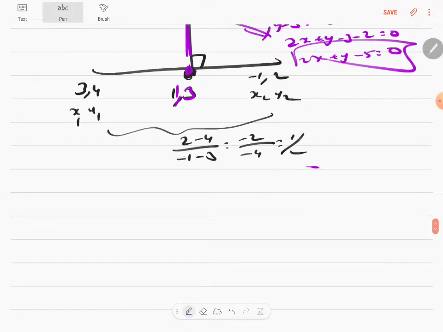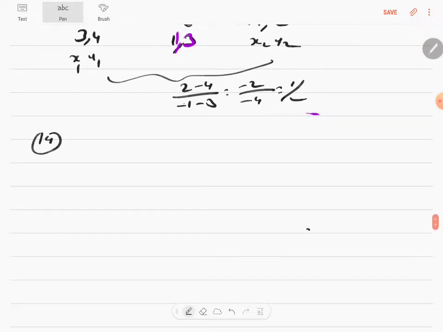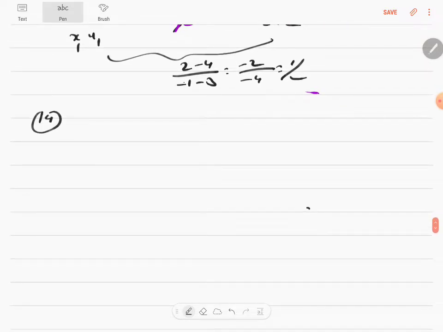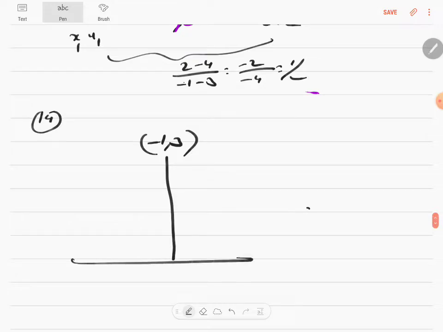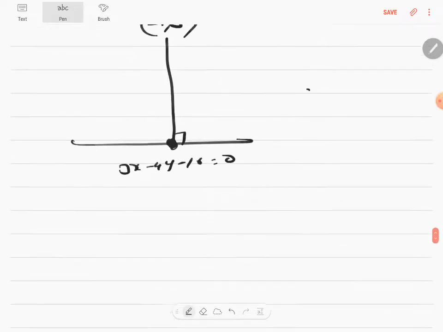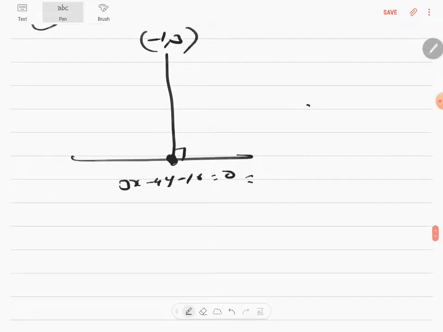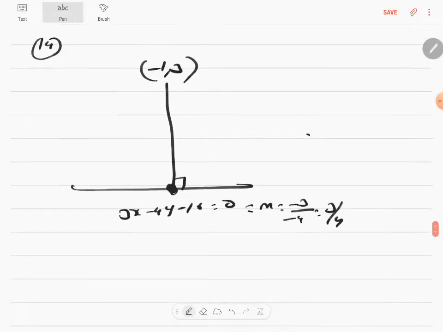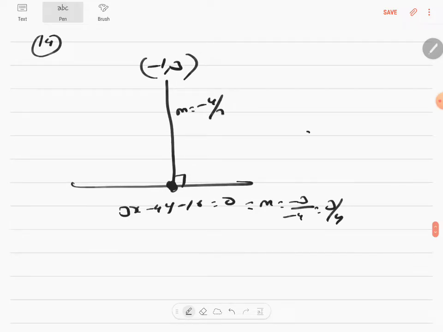Let's go to the next question, which is the 14th question. Find the coordinates of the foot of the perpendicular drawn from the point minus 1 comma 3, to the line 3x minus 4y minus 16 is equal to 0. What is the slope of this line? It is minus a by b, which is minus 3 by minus 4, so 3 by 4. The opposite of this will be minus 4 by 3.